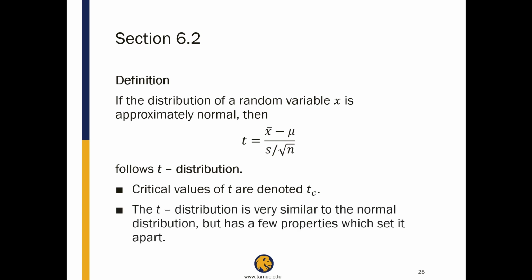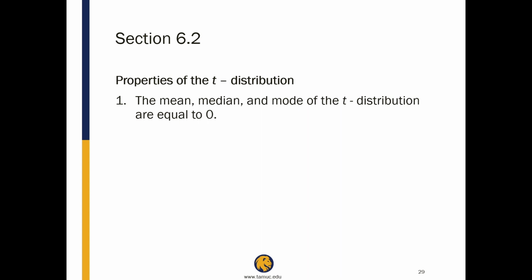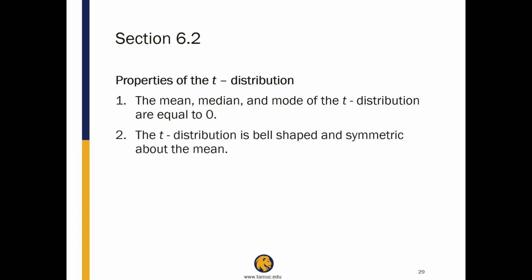The t-distribution, as we're going to see in a second, is very similar to the normal distribution, but it does have a few certain properties to set it apart. We'll have to keep track of those as we go along. So the properties of the t-distribution: one, much like the normal distribution, the mean, median, and mode are equal to 0 in the standard normal distribution. The t-distribution is bell-shaped and symmetric about the mean. The total area under the t-curve is equal to 1.